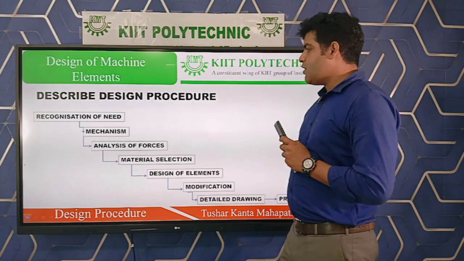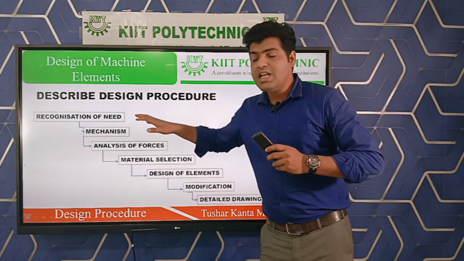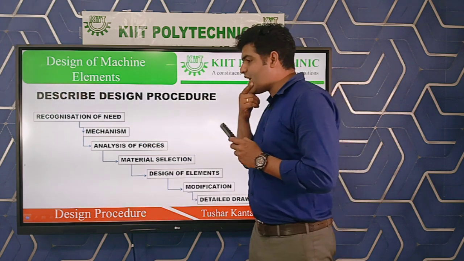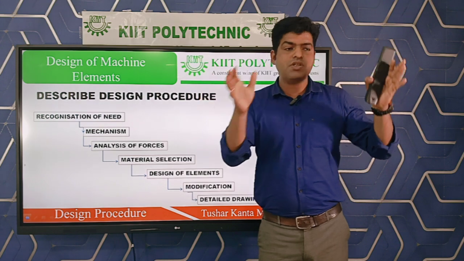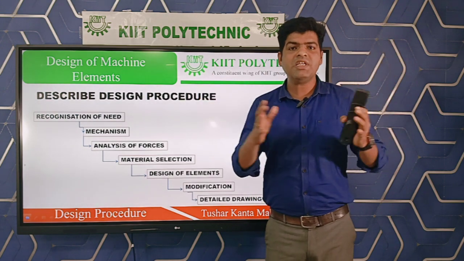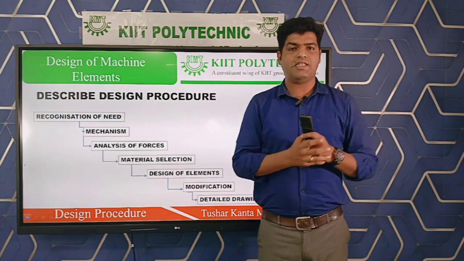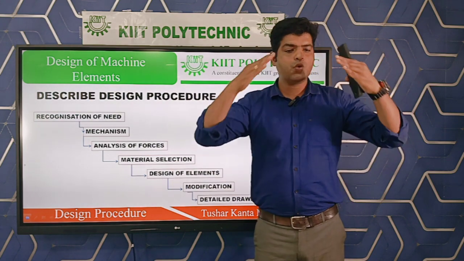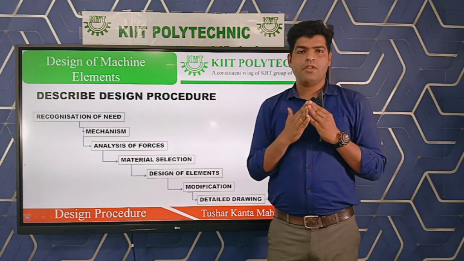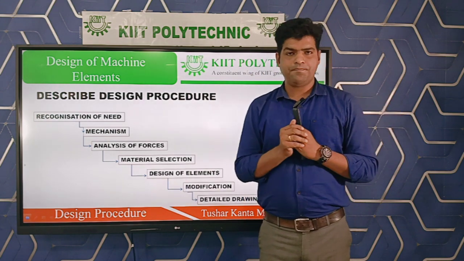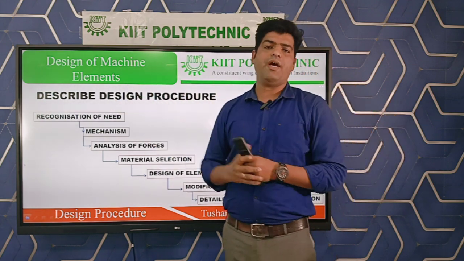Analysis means first we know about the mechanism, then our analysis. What is analysis? When you see a machine, it is an assembly of different parts or different links. Links means two types of joints. Two links making a pair.